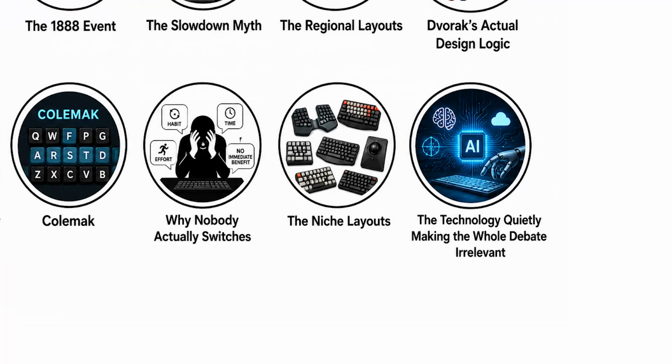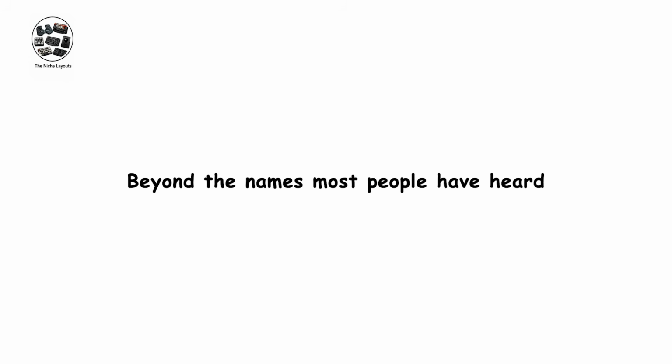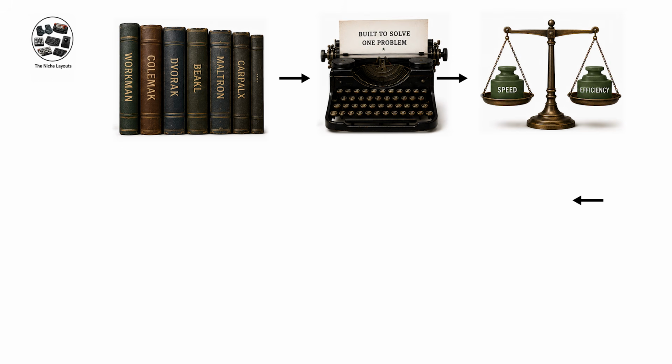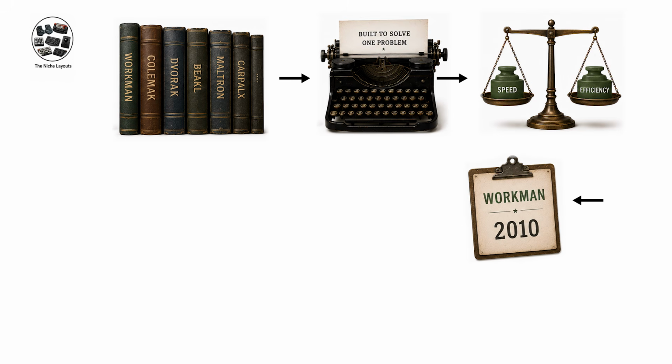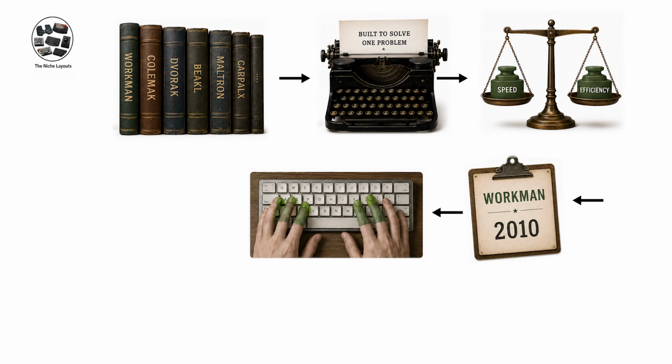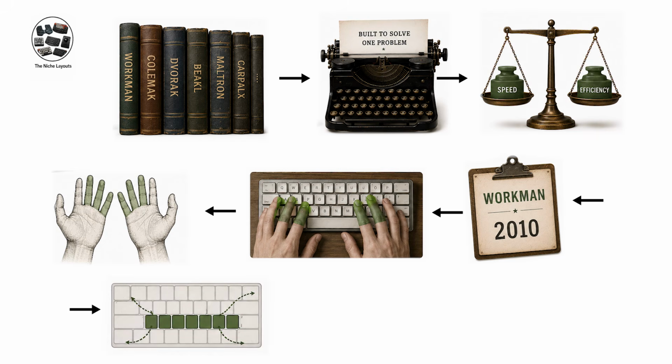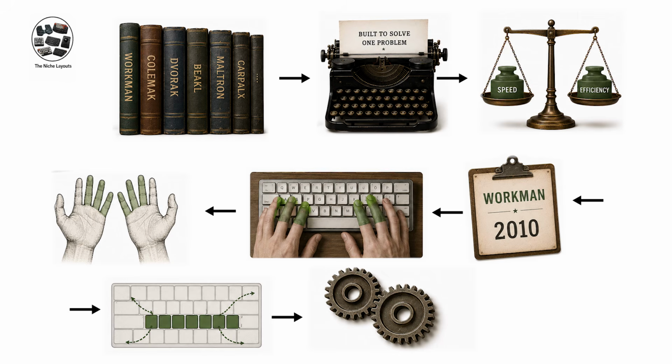The niche layouts built for extremely specific problems. Beyond the names most people have heard, there's a long tail of layouts built to solve one precise problem each. Workman, released in 2010, exists to fix a specific criticism of Colemak, that Colemak still overloads the index fingers with too many frequently used keys. Workman spreads that load more evenly across all 8 fingers used in typing.